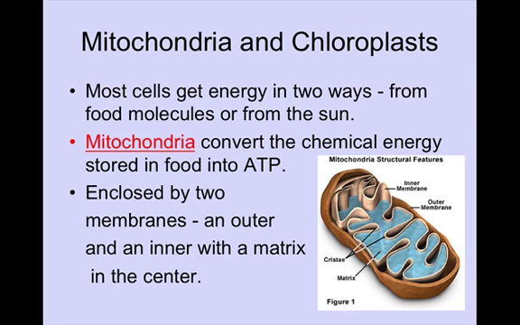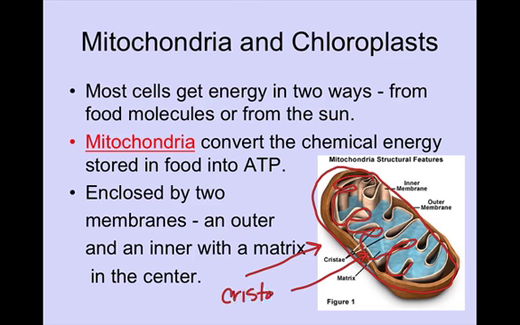The structure of a mitochondria: it is enclosed by two membranes. One is the outer one, and then the inner one, as you can see, winds around all on the inside of the mitochondria. The outside one's function is to separate the mitochondria from the cytoplasm. The inside one, here, all of these folds are called cristae.